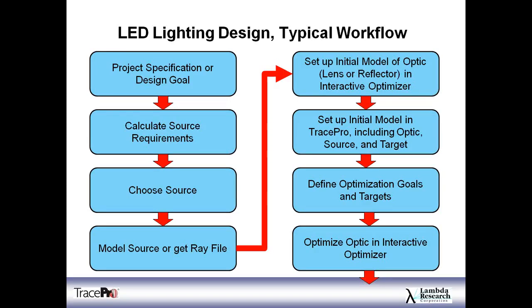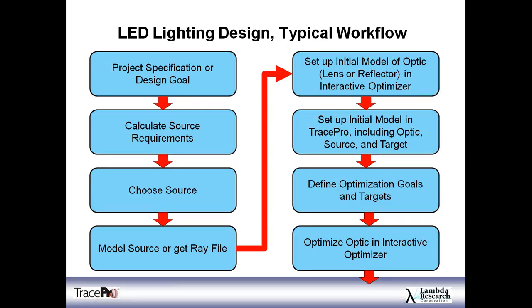Then we'll calculate the source requirements. What area are we trying to illuminate? What values of illumination do we need, a luminance or a radiance? We can use those values to pick a source and the number of sources that we might need. We can then model the source, or in some cases we can get an array file directly from the manufacturer, so we don't have to model the source.